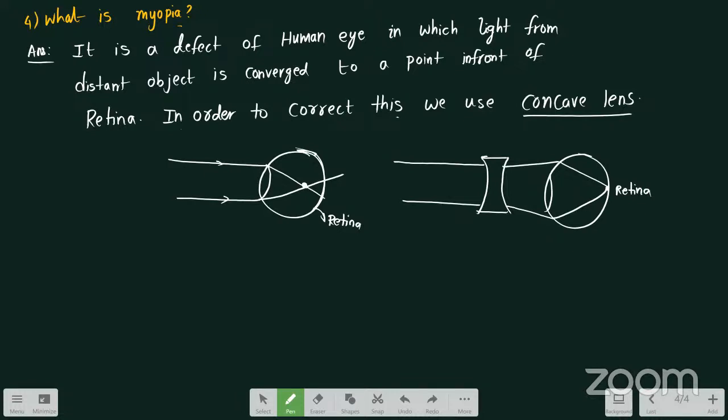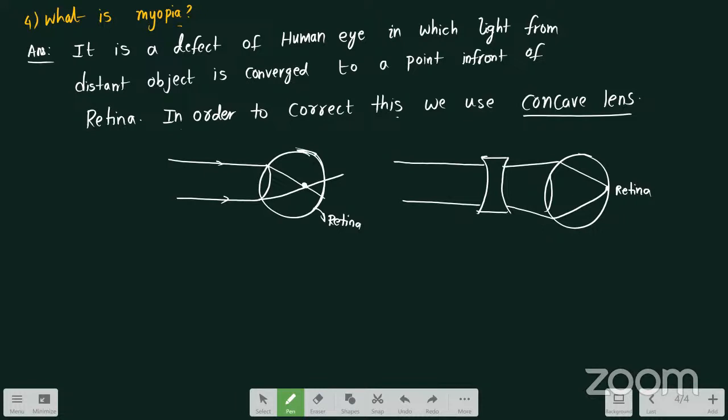What is myopia? Myopia is a defect of human eye in which light coming parallel will converge where? In front of the retina. In order to correct this, which type of lens will we be using? We will be using concave lens.